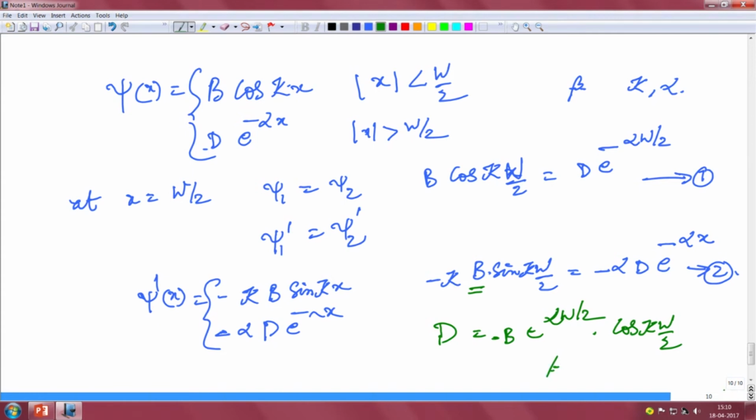So, by looking at these equations we observe that on the left hand side and right hand side we have the arbitrary constants b and d. So, we can eliminate this b and d by dividing one equation by the other equation. So, by doing so we get, I am dividing equation 2 by equation 1, we get k into tan(k w by 2) equals alpha.